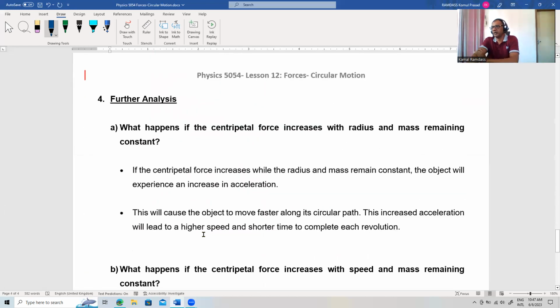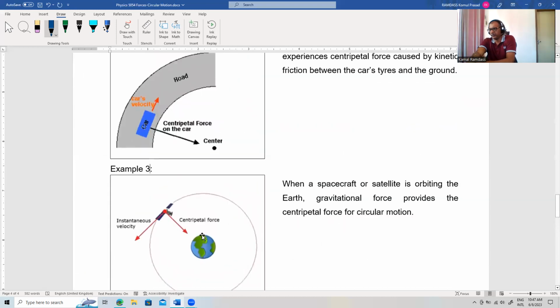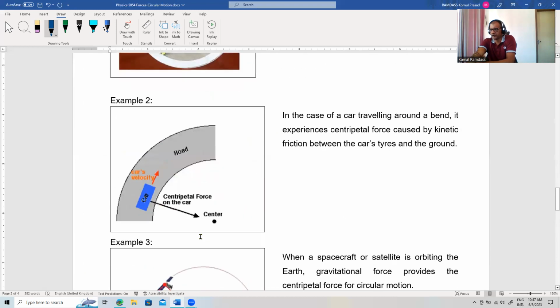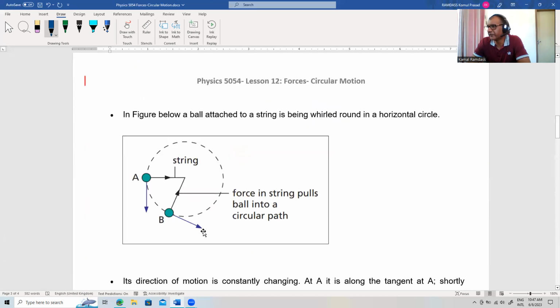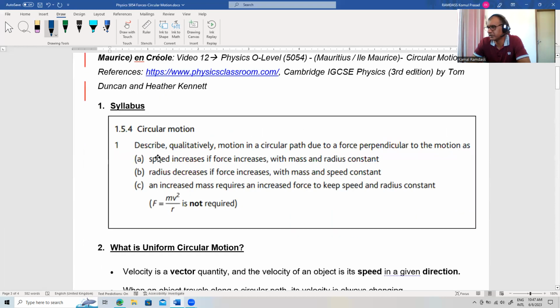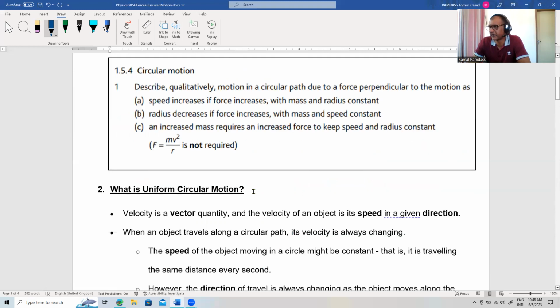Bon. Further analysis. Nous avons l'idée, c'est quoi uniform circular motion? Nous avons l'idée, nous prenons trois exemples de circular motion. Nous pouvons faire un further analysis, ça veut dire ce qu'il est demandé dans le syllabus. Il nous demande de describe qualitatively motion in a circular path due to a force perpendicular to the motion, the centripetal force, as speed increases if force increases, with mass and radius constant, et nous avons les autres cas aussi.